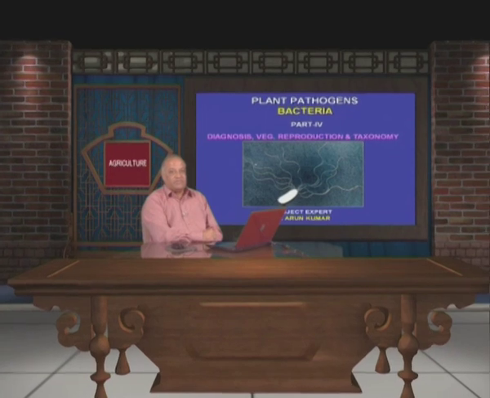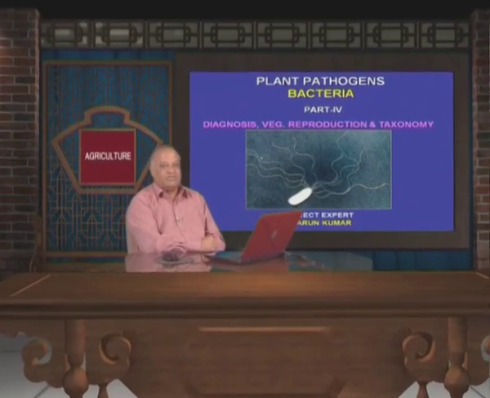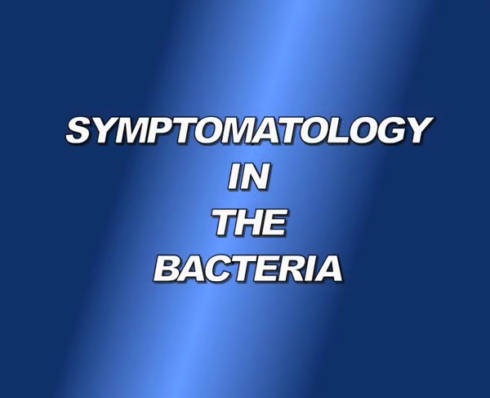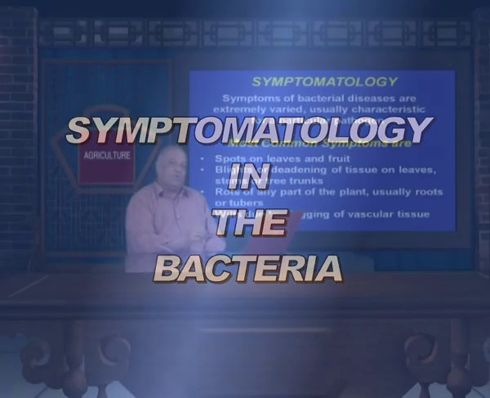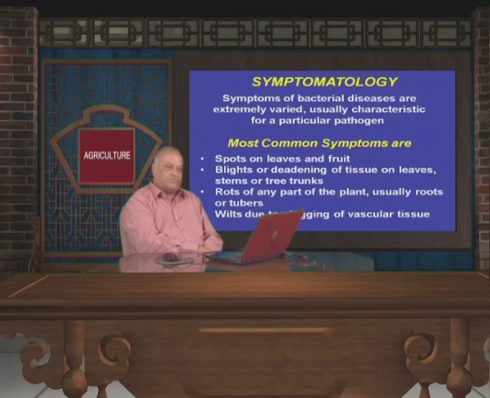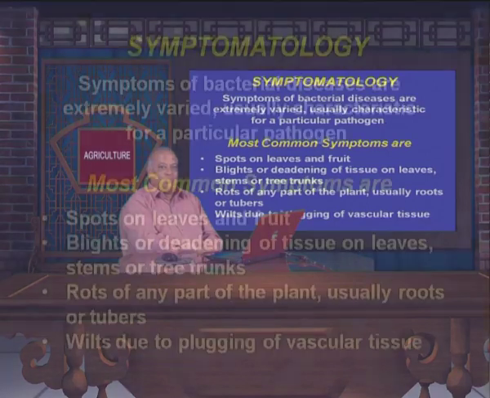Today we will be discussing the plant pathogen bacteria, and in bacteria we will be discussing the diagnosis, vegetative reproduction and taxonomy. First of all, we will discuss the symptomatology in the bacteria, that is, what type of symptoms we usually see in bacteria-affected plants, and especially our crop plants.